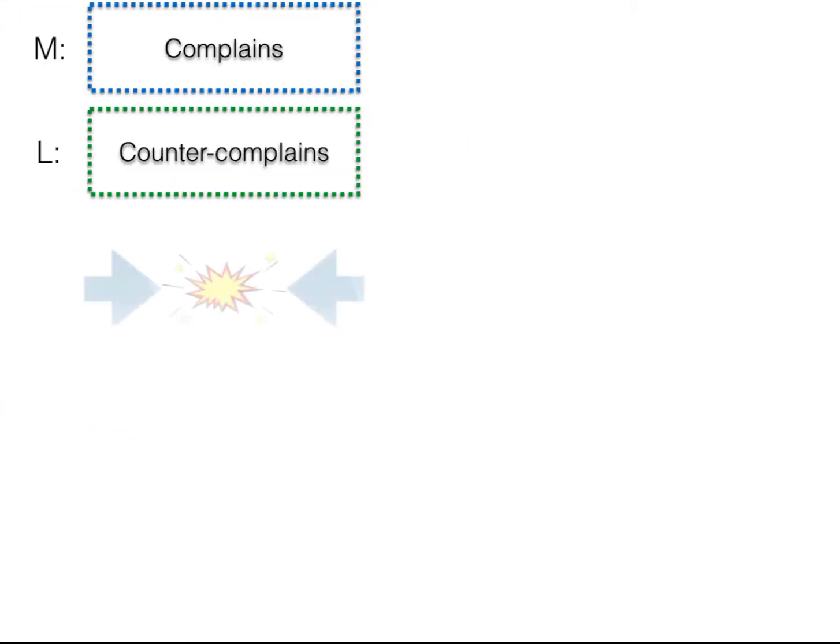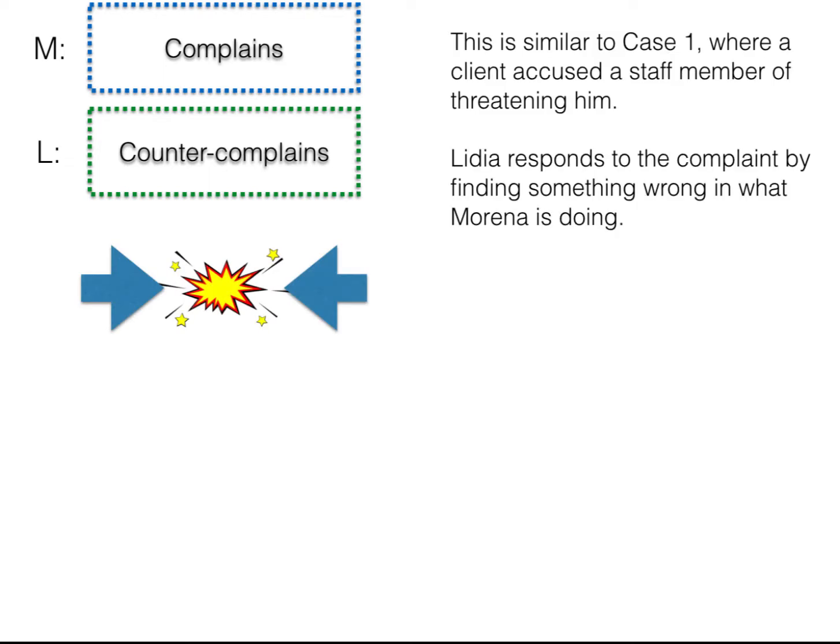Okay. So complaint, counter complaint, competing and clashing projects. So in a way similar to case one. The client, rather than collaborating, okay, we'll change that, we'll do something about it, finds something wrong with what the staff member is doing. And in a way, finding something wrong with what the other is doing is always a way in which you can avoid collaborating with them.